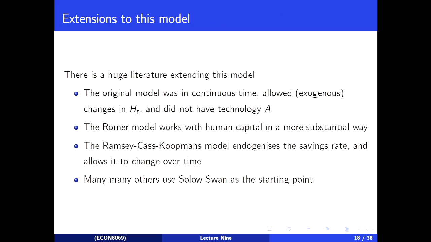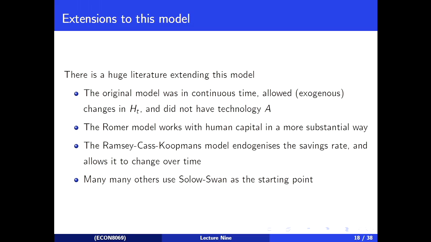As I said earlier, there's a huge literature extending this model. The original model was already a bit different to what we have here. The original model was in continuous time. It had only exogenous changes to effective labor. It didn't have this notion of technology. It bundled capital, technology and human capital into one object, so it didn't have a technology notion A.